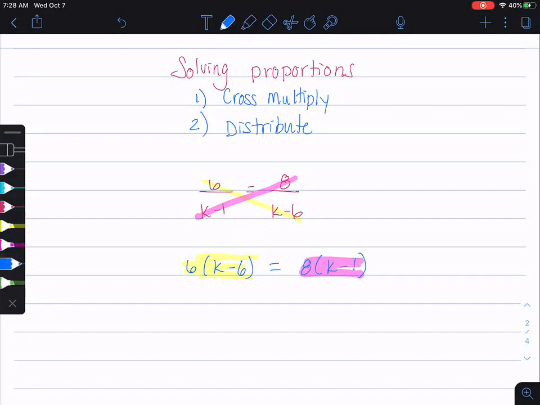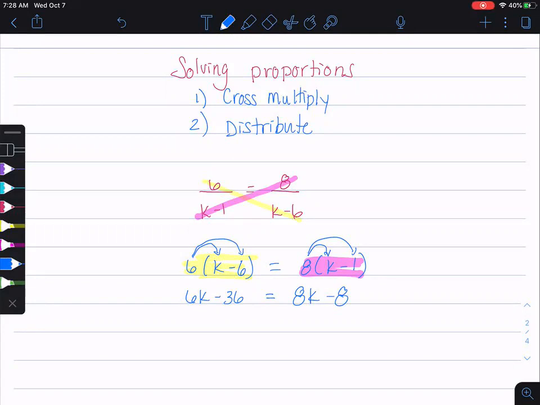So step number 2 says we need to distribute. So I'm going to distribute this 6 into both terms, and I have 6k minus 36, that's that distribution, that means multiply, equals, I'm distributing this 8 into both, so I have 8k minus 8.